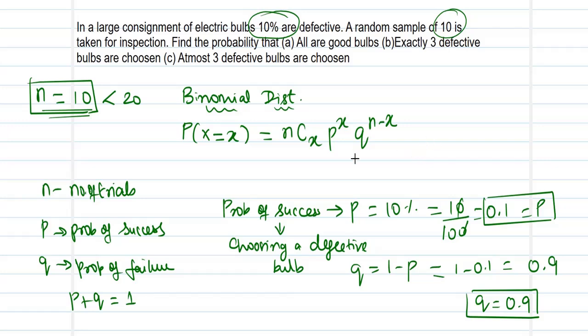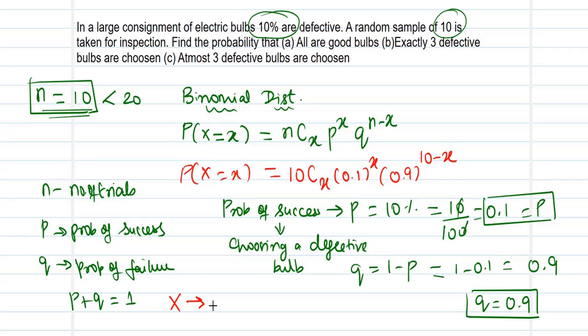So now we are ready to fix the problem. This now takes the format: 10Cx, 0.1 power x, 0.9 power 10 minus x, and this represents the probability that X is equal to x. Here X, the random variable, is the number of defective bulbs chosen, in which case the probability of choosing a defective bulb is p and the probability of choosing a good bulb is q.